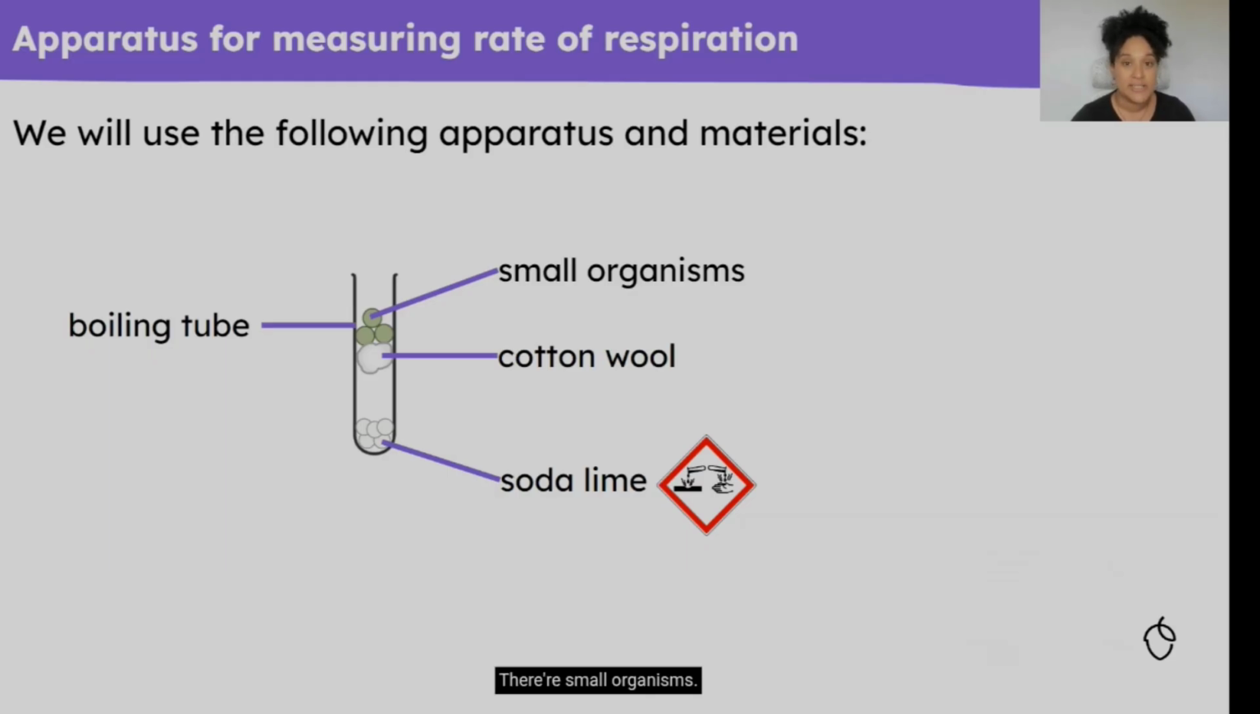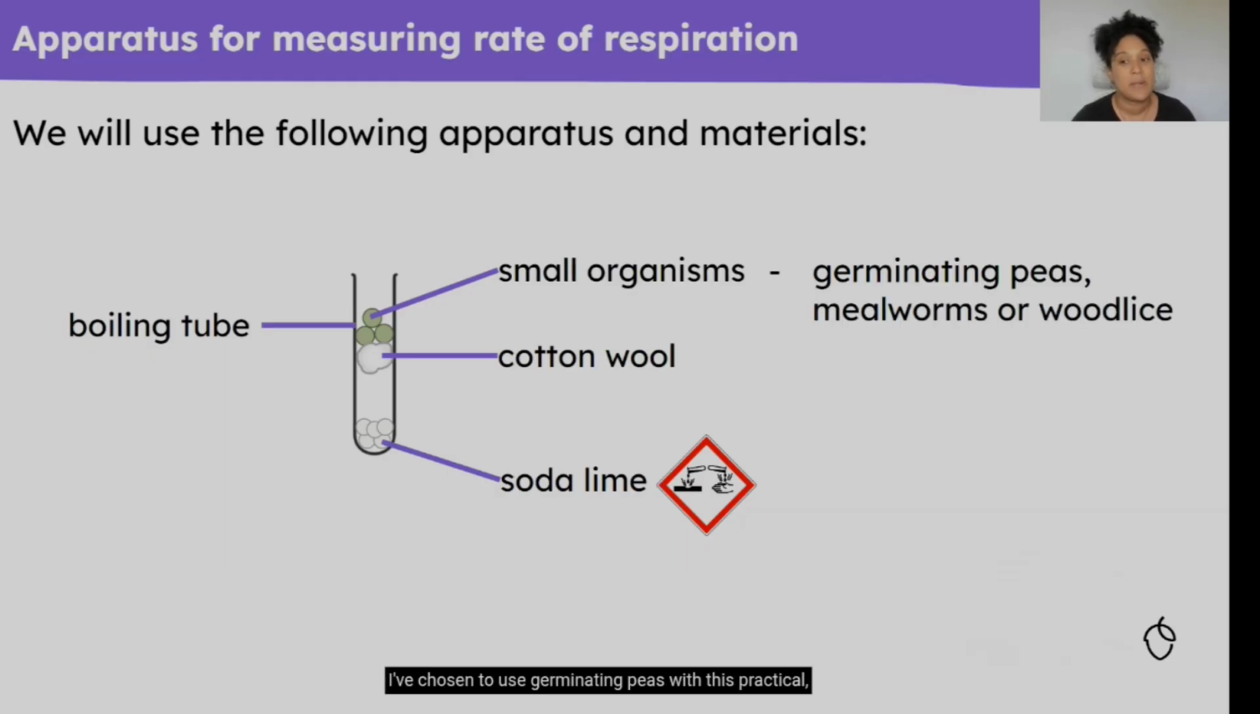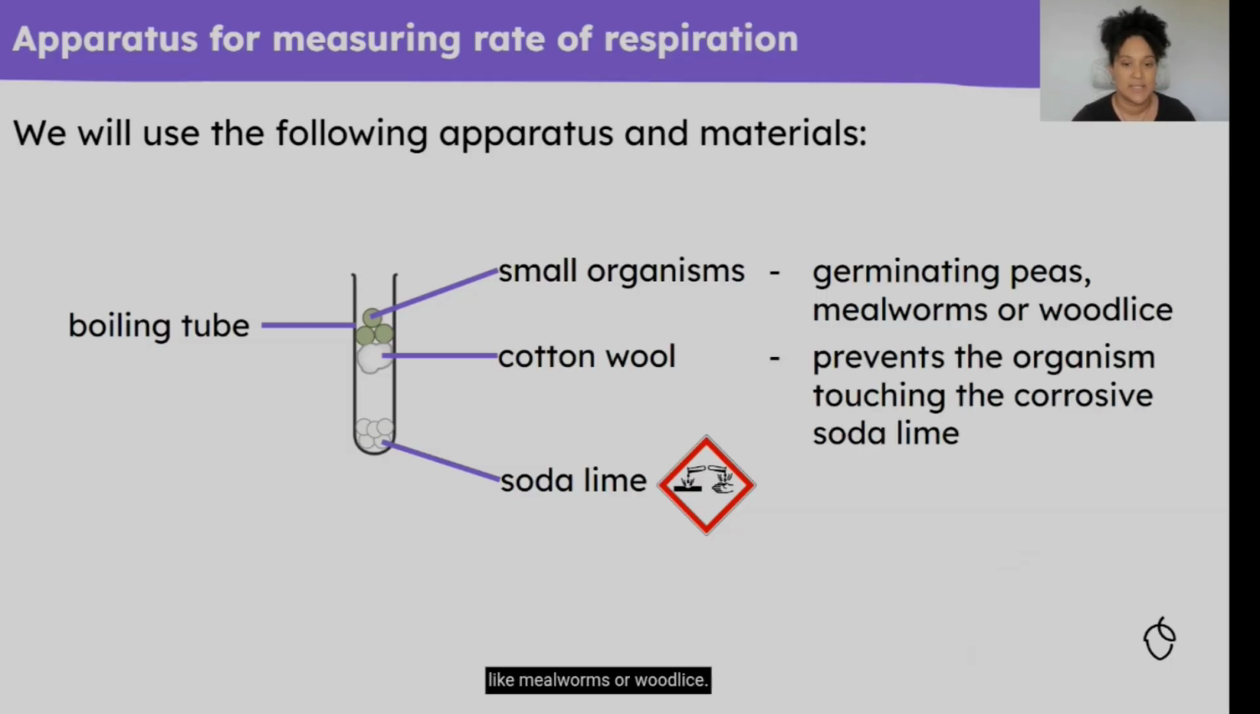They're small organisms. I've chosen to use germinating peas for this practical, but you could use insects or invertebrates like mealworms or woodlice. The cotton wool is there to prevent the organism from touching the soda lime, which is very corrosive. So when you're handling this, please make sure that you don't touch the soda lime. It should already be inside your pre-prepared boiling tube. Make sure you don't get it on your skin or your eyes.